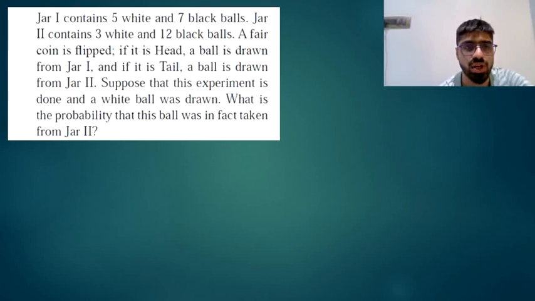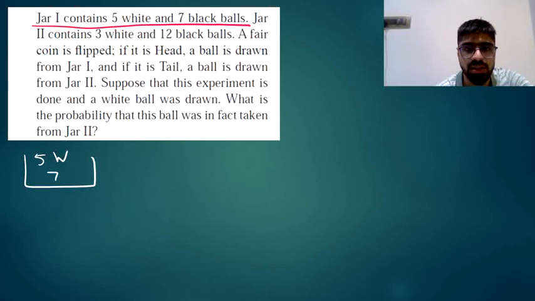Let's go ahead with the next question. Jar 1 contains 5 white and 7 black balls. Again a similar question. So 5 white and 7 black balls. Jar 2 contains 3 white and 12 black balls. So that's your jar 2 containing 3 white and 12 black balls.